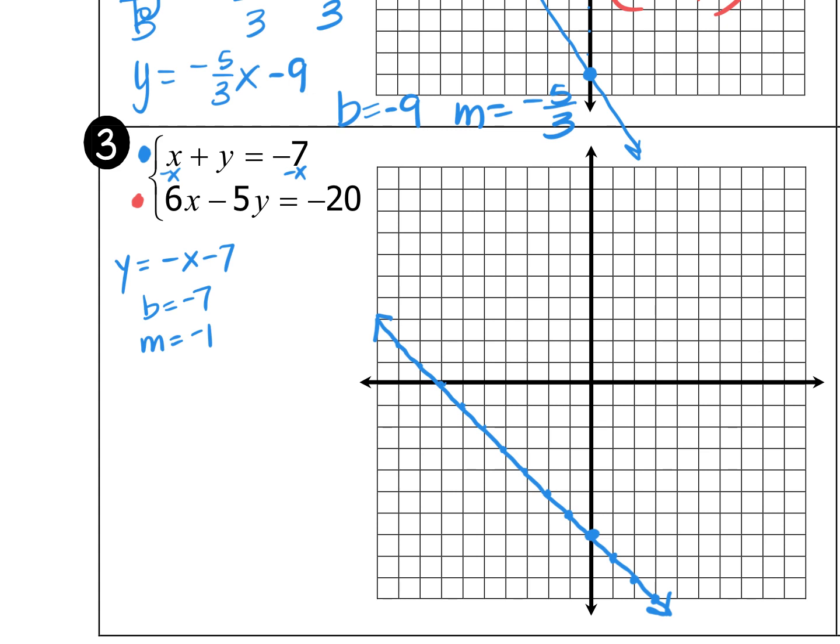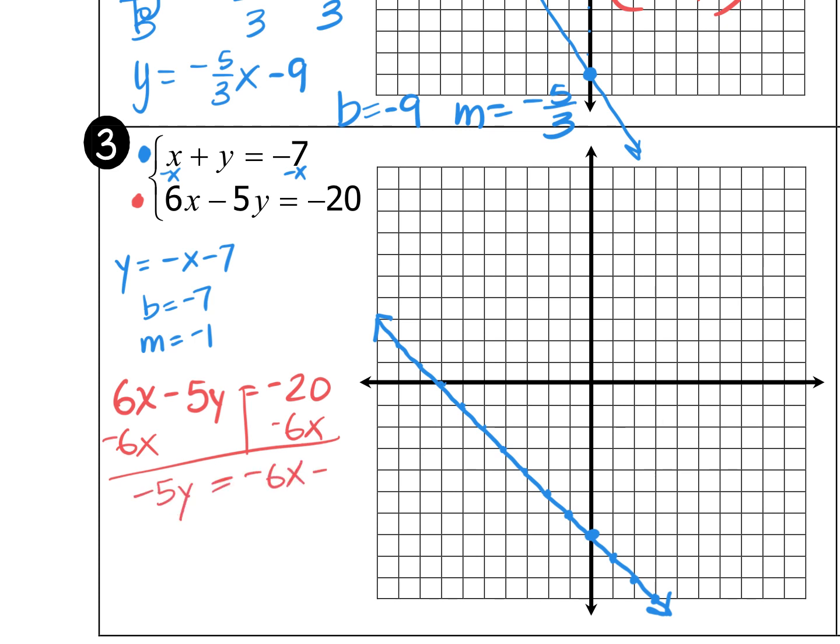All right, let's do the second one. I think I'm going to rewrite this to start it because there's too much other stuff there. So I need to get y by itself. So I'm going to do what first? Minus 6x from both sides, right on. So I have negative 5y equals negative 6x minus 20.